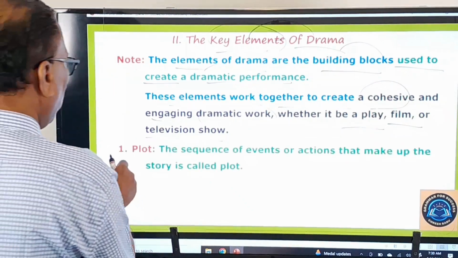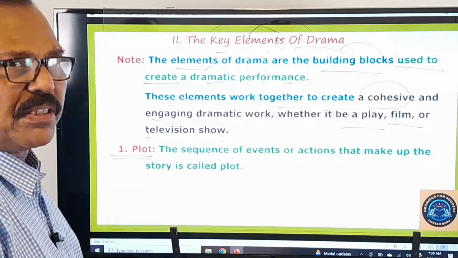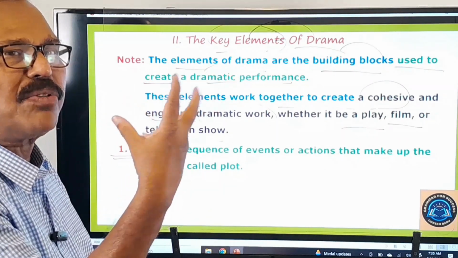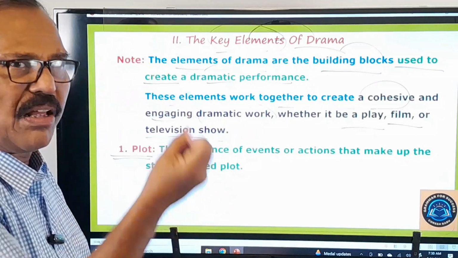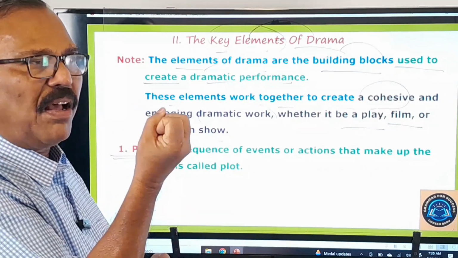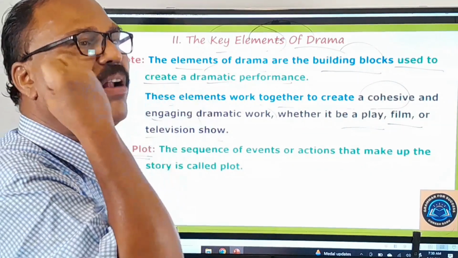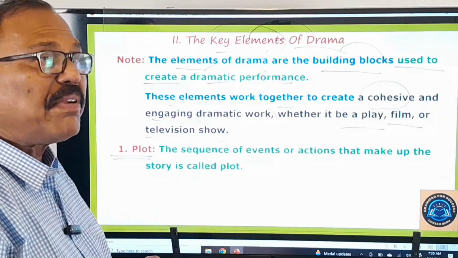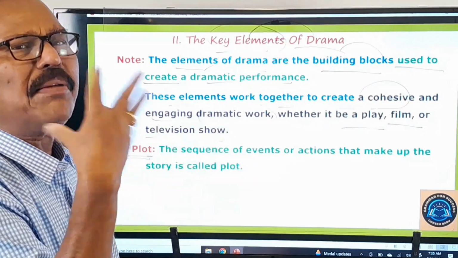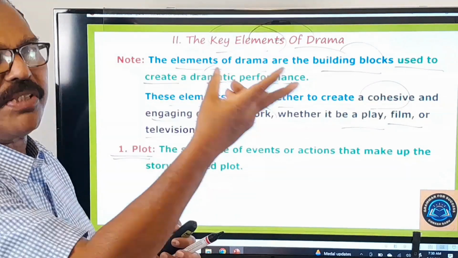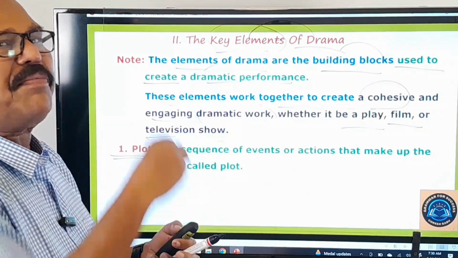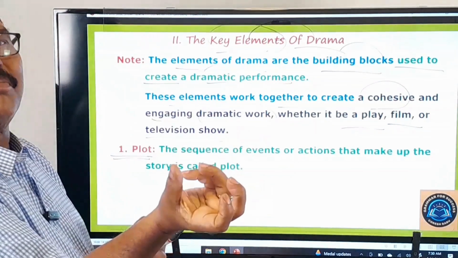Okay, first one is plot. This plot is very, very important. Without the plot, there is no movie, there is no drama, or there is no serial or anything. Of course, if the plot is powerful, the movie will become 100% successful. And nowadays, most of the movies, most of the serials do not have any plot at all. Only fights, love scenes, songs, comedy scenes, and they say it's a film, it's a movie. Where is the plot then?